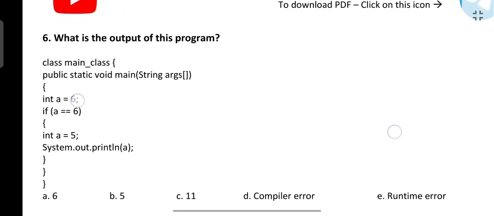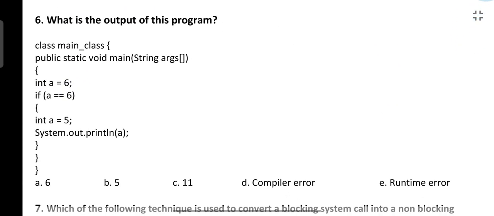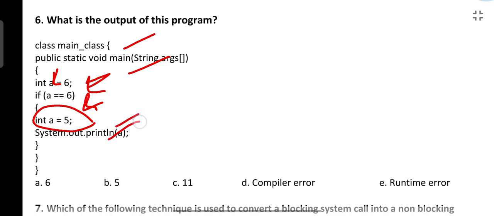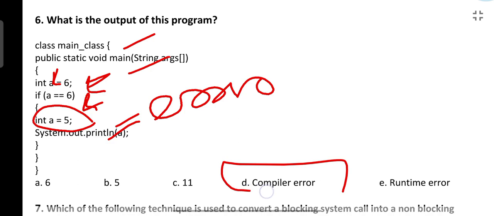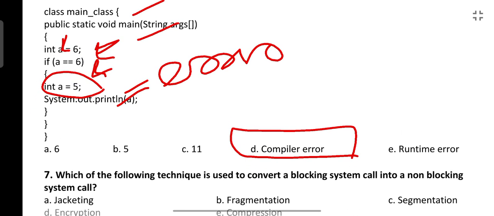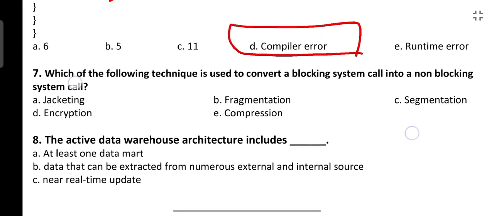Next question is again a programming output question in Java. The main class is given, public static void main String args, a is equal to 6. If a is equal to 6, the condition is true. Int a is equal to 5. Here again we are trying to declare the same variable a, so this is an error. Compilation error will be given. So the correct answer is compiler error or compilation error. So I hope this is clear.